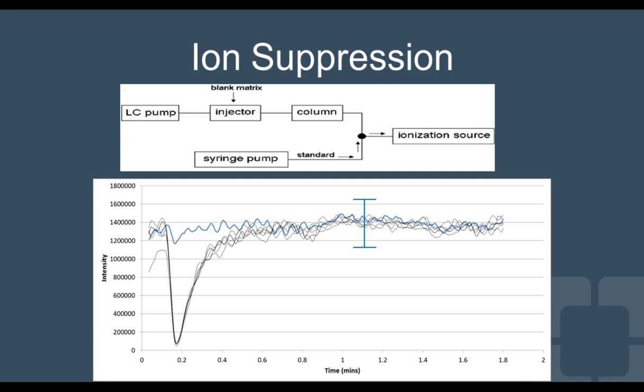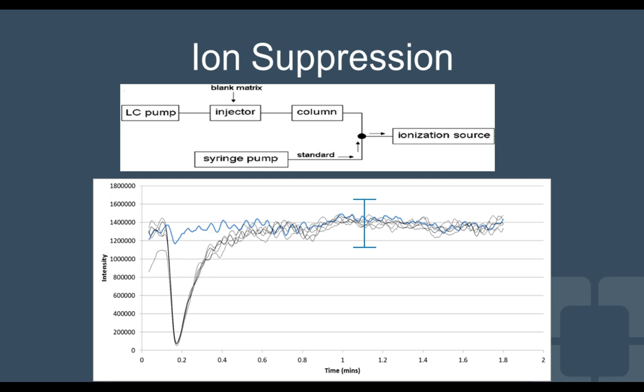The bottom depicts the experiment. The blue line is a matrix that is a blank, such as a solvent that's being injected. In a perfect world, all of your patient samples would look exactly like your blue line that's depicted.